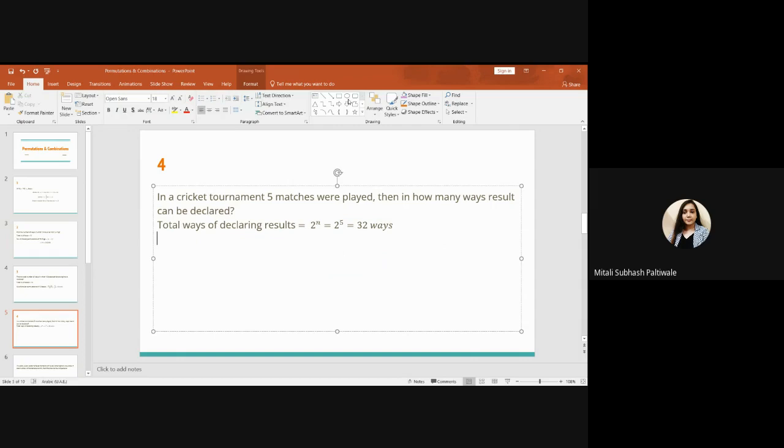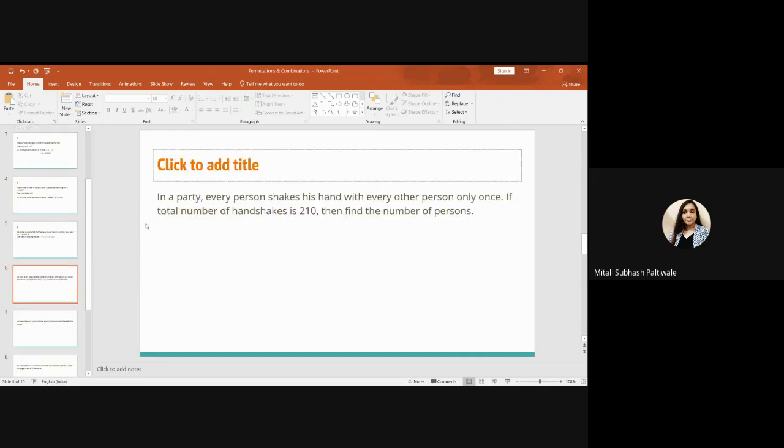Now we are done with this question, by the way: the total number of ways if 5 matches are being played in the cricket tournament would be 32 ways. Now let's move on to the next question.